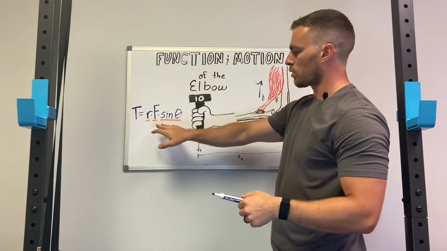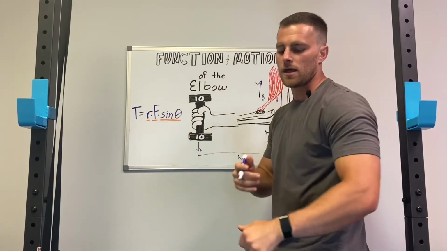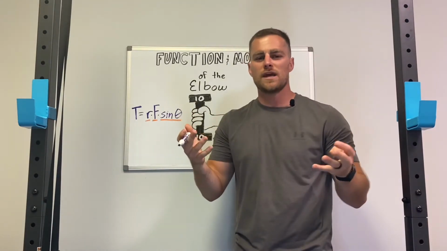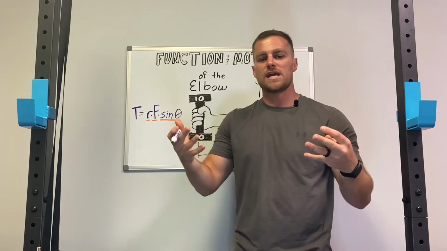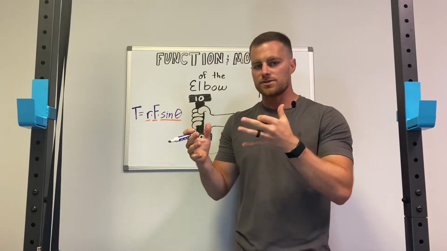This can get a little bit more confusing when you start talking about the sine of theta and how the angles change and all that, but using the elbow is a good way to understand that torque equation and understand how the resistance profile of different exercises changes.